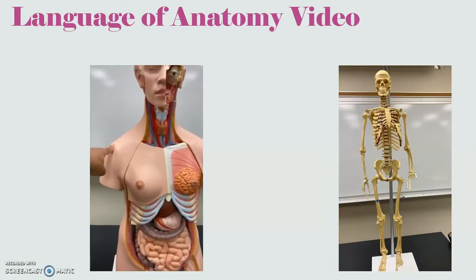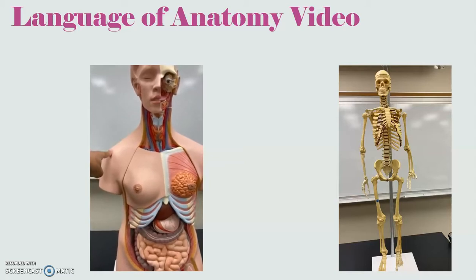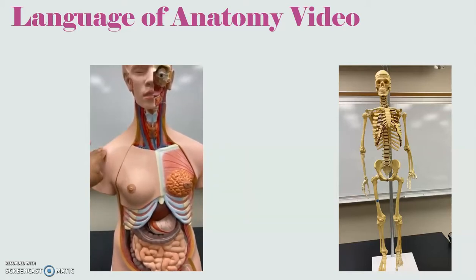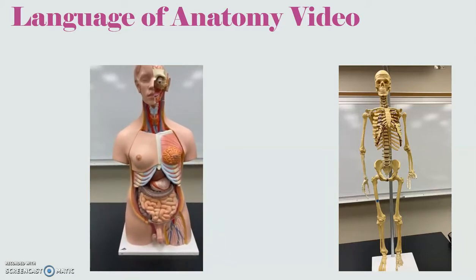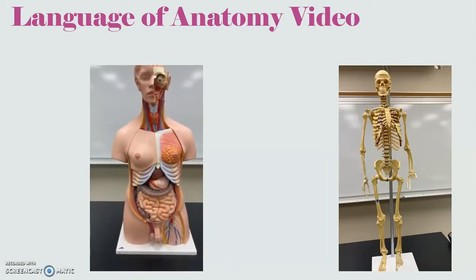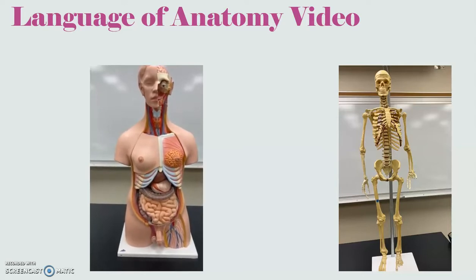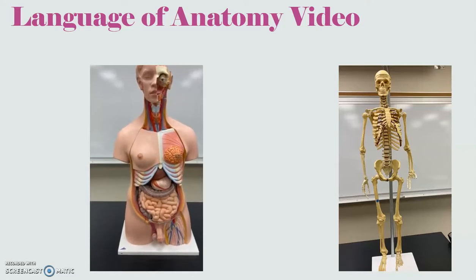So the most proximal will be the shoulder because it's closer to the attachment of the body at the shoulder joint. Distal will be the fingers and the toes. Distal meaning they are distant from the attachment at the shoulder joint and the hip joints.